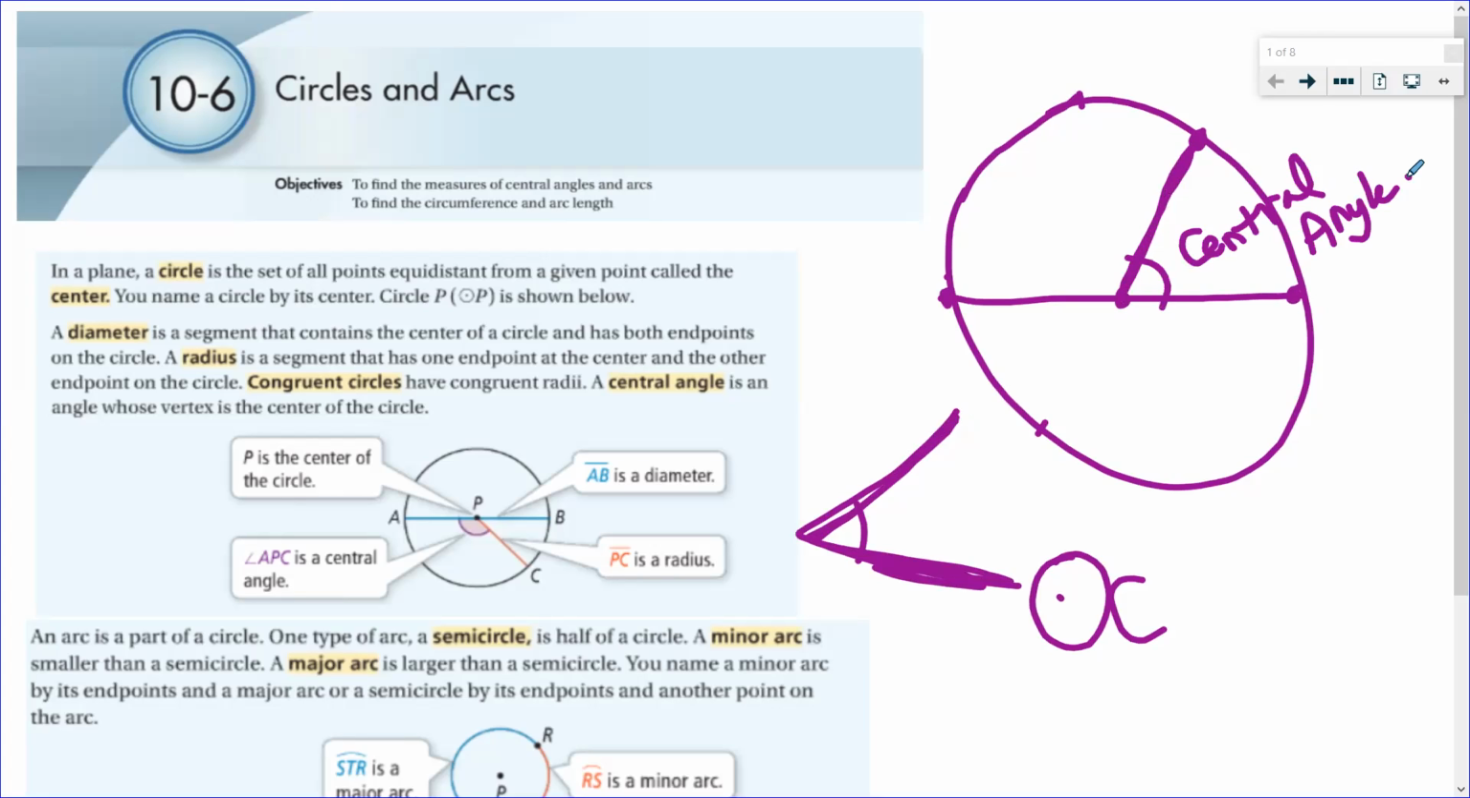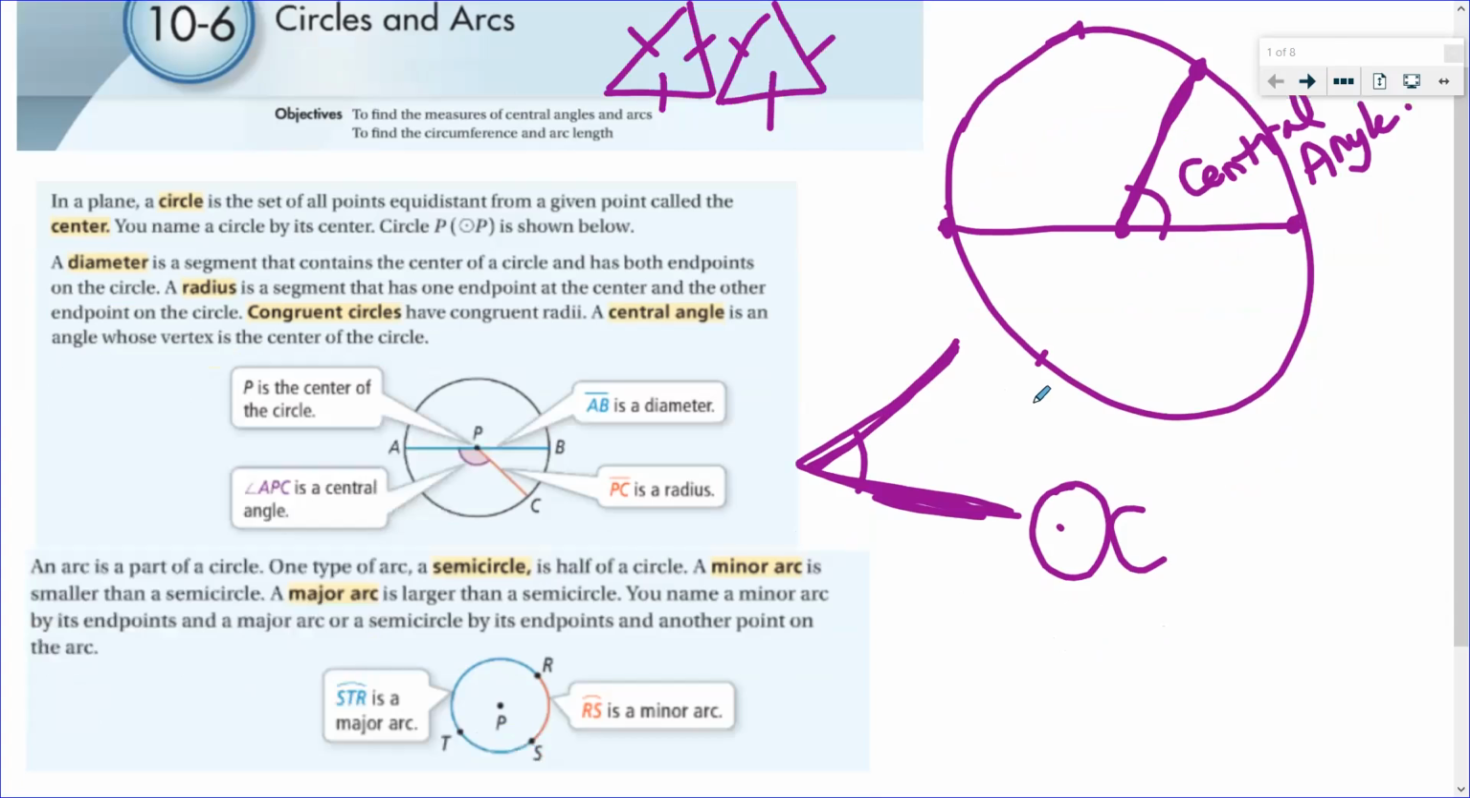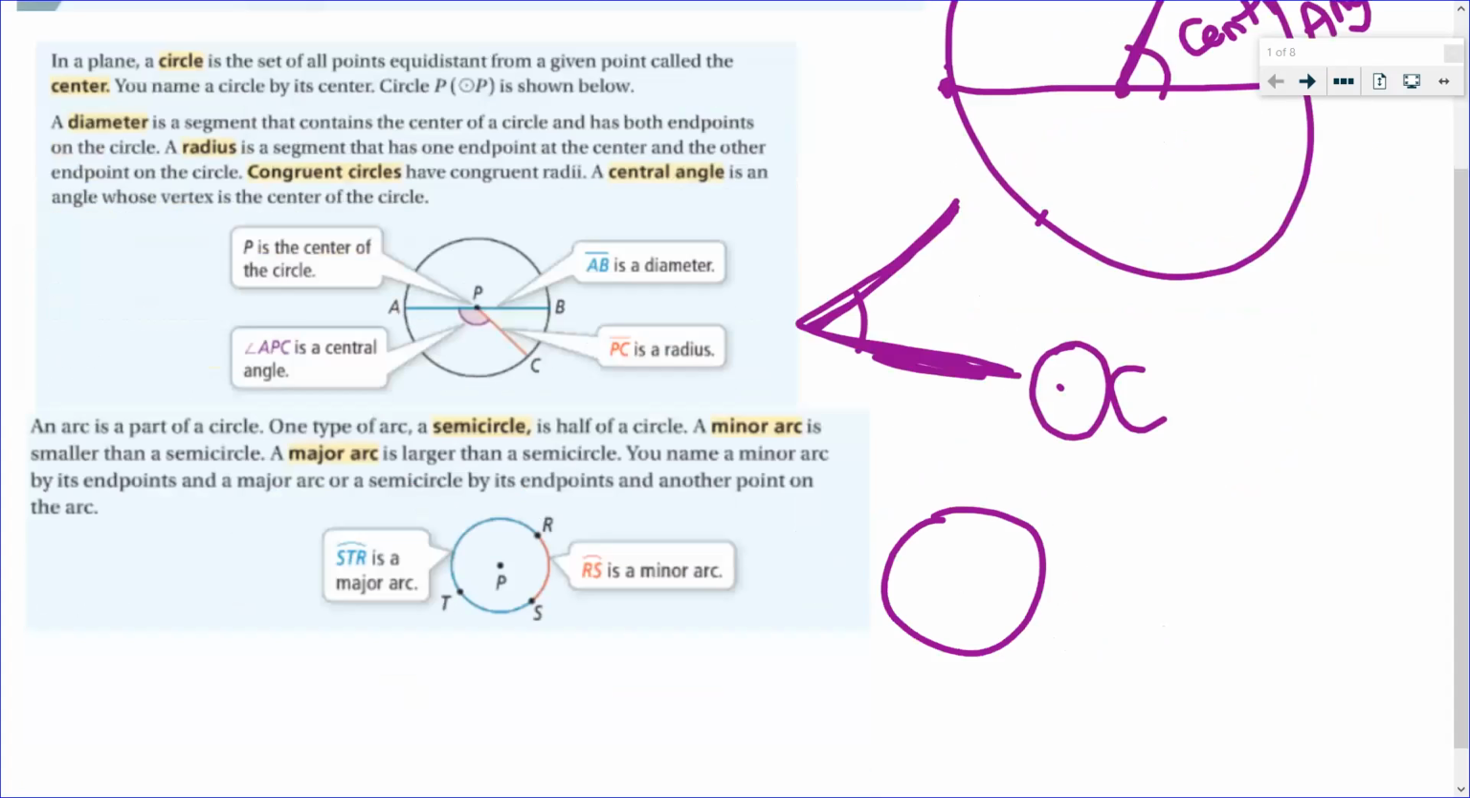Now, as an example, all of us know that if we have two triangles and all of the triangles have the same or congruent sides, we will say that these are congruent triangles. What about the circle? How can I determine whether two circles are congruent or not? If you have two circles that have the same radius, as an example, 5, we will say that these two circles are congruent.